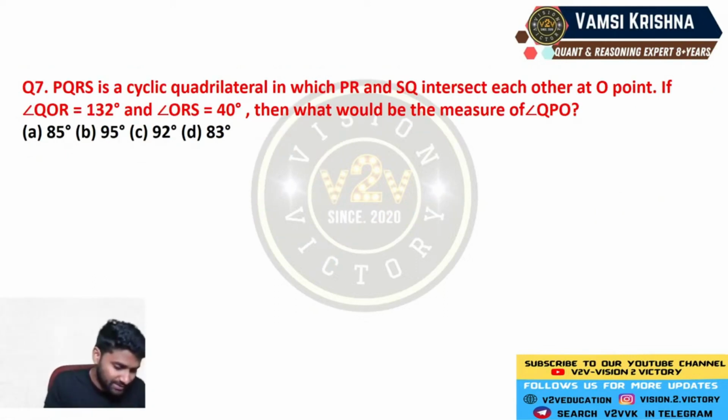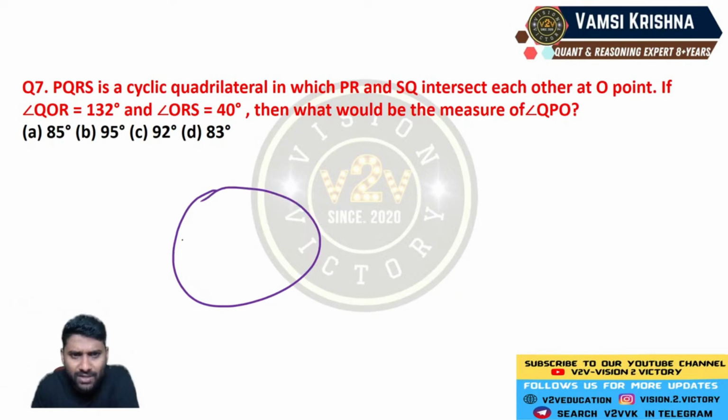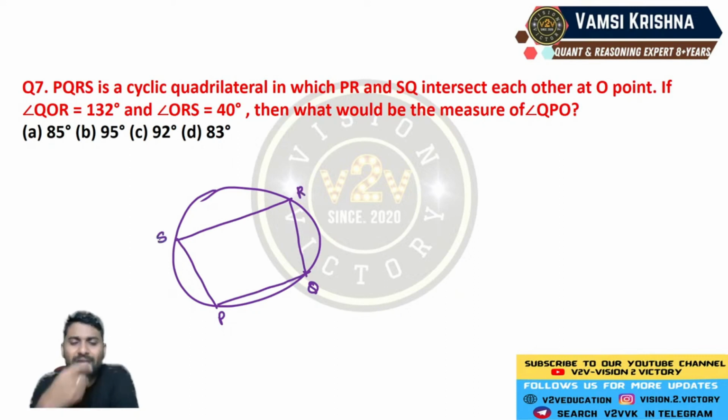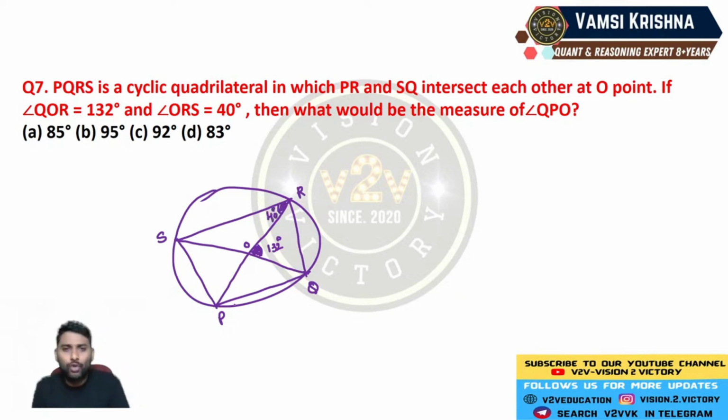You see the question, cyclic quadrilateral. Here the information is PQRS is a cyclic quadrilateral where PR and SQ intersect each other at a point O. If angle QOR is given as 132 and angle SQR is given as 40 degrees, what would be the measure of angle QPO? We want the measure of this angle.